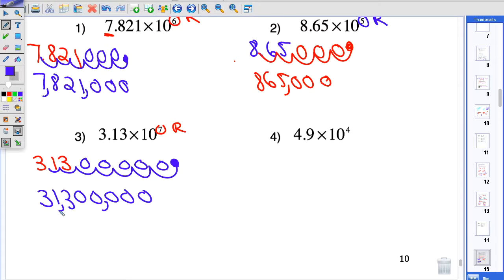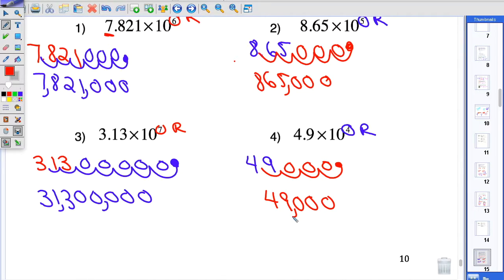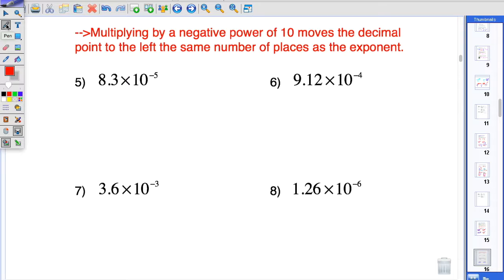Number 4, 4.9 times 10 to the 4th power. We have our exponent of 4, so it's positive, so we rewrite our number. The 4 tells us to move our decimal point 4 places to the right: 1, 2, 3, 4. Decimal's at the end. Drop in zeros. Rewrite. Put in your commas, and we have in standard form 49,000.